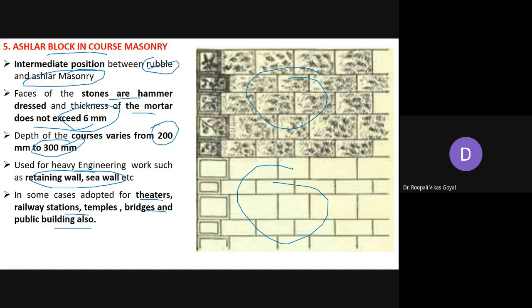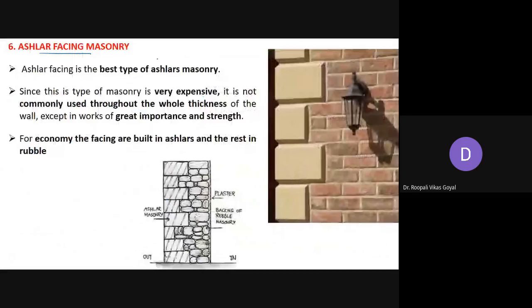Next is ashlar facing masonry. So this is the best type of masonry. Okay, and since this type of masonry is very expensive, it is not commonly used throughout the whole thickness. So it is better to give the facing that is of ashlar kind, and the remaining course.